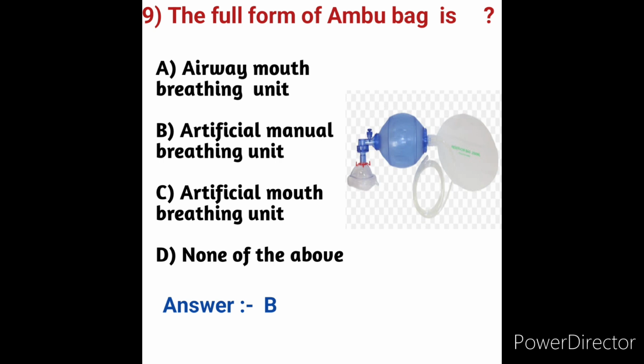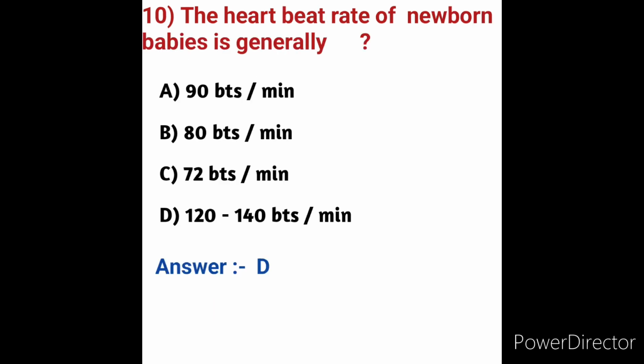Next move on to question number 10. The heartbeat rate of newborn babies is generally. We will see the options here. Option A 90 beats per minute, option B 80 beats per minute, option C 72 beats per minute, option D 120 to 140 beats per minute. Here the normal heartbeat rate of newborn babies is 120 to 160 beats per minute.